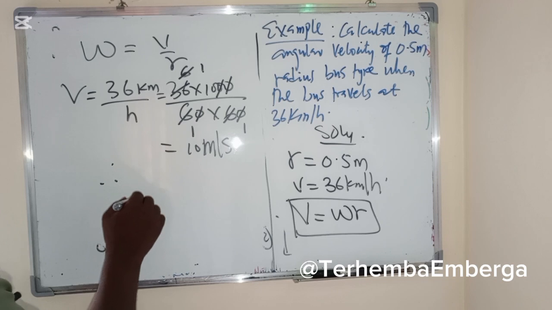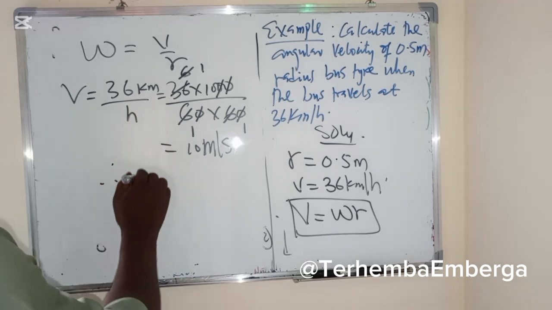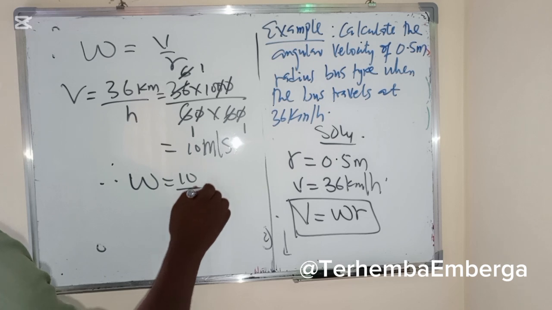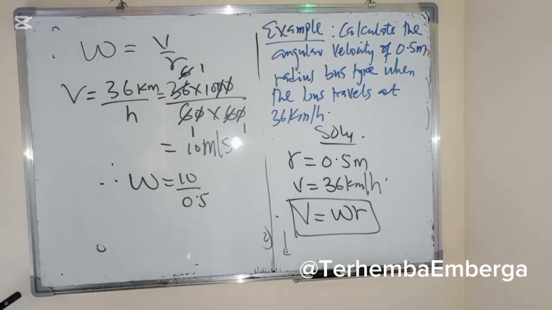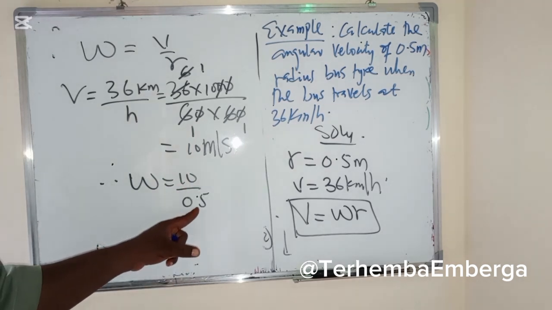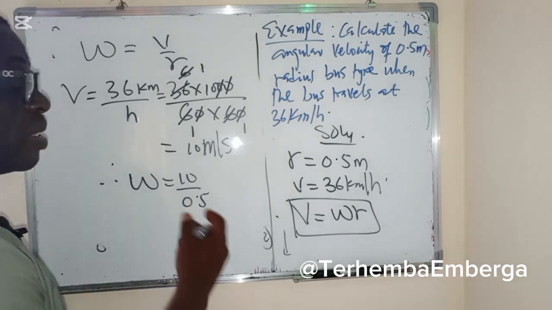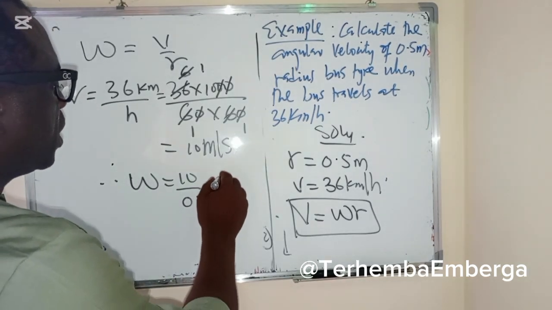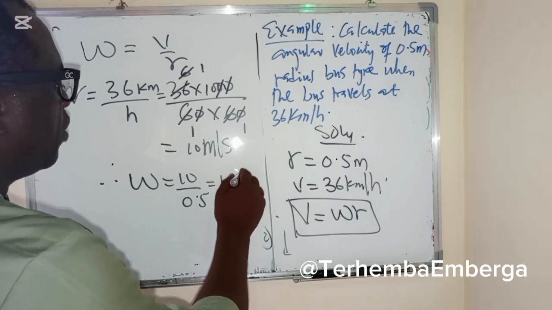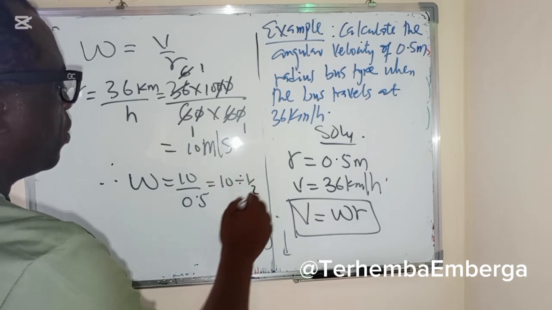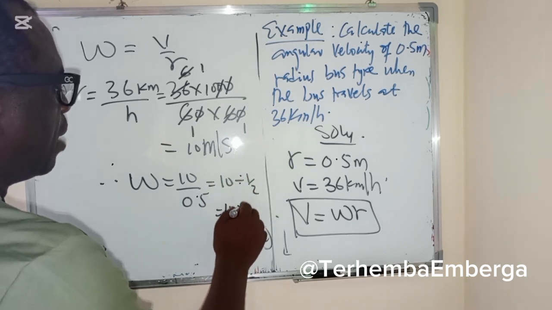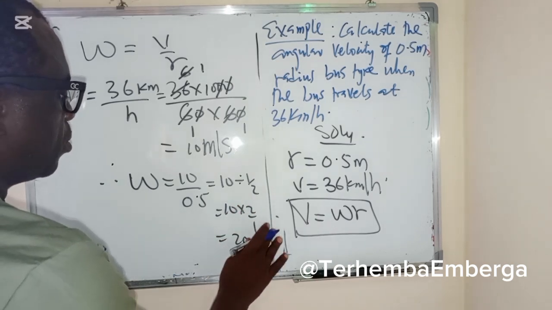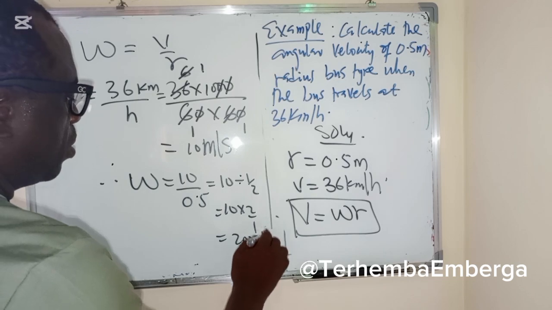Therefore, omega is equal to V over R, which is 10 all over 0.5. And when you divide 10 by 0.5, 0.5 is the same thing as half. So this is equal to 10 divided by half, which is equal to 10 times 2 over 1, which is equal to 20 radians per second.